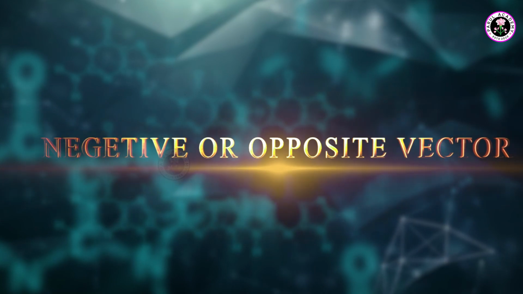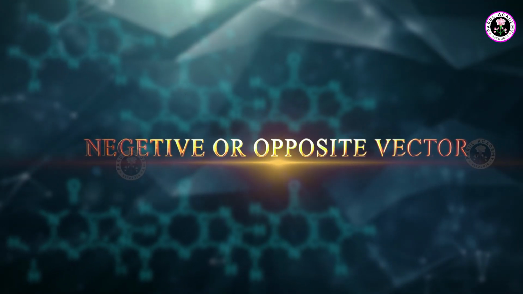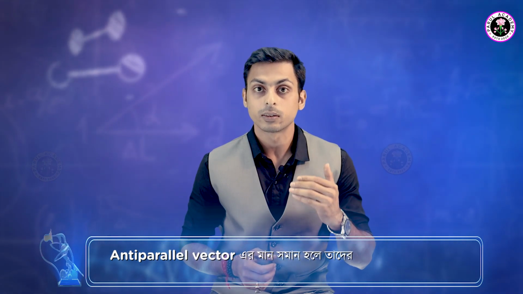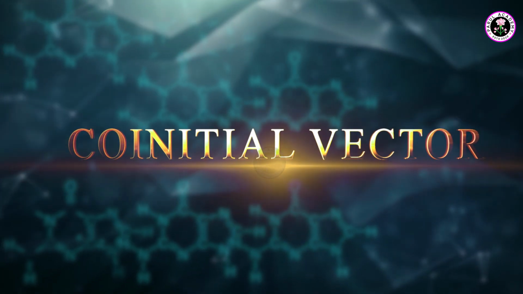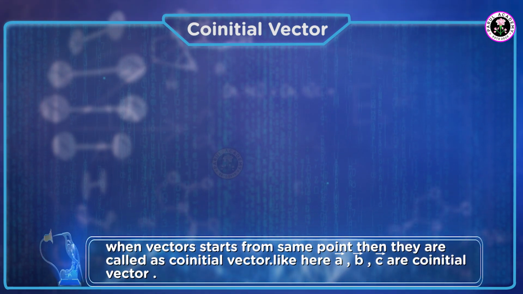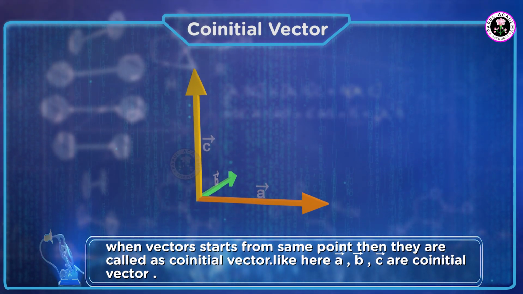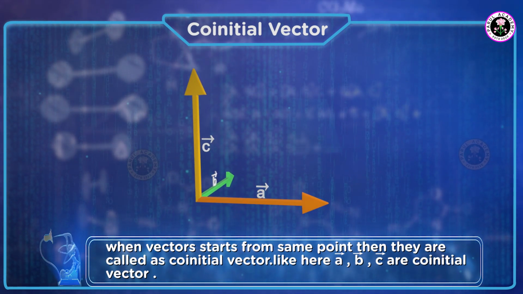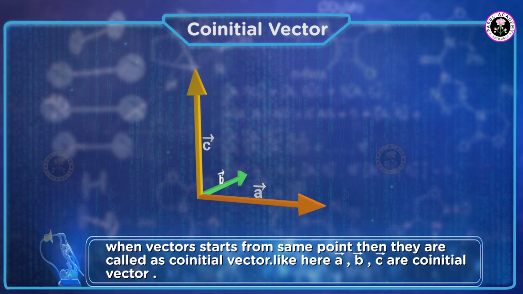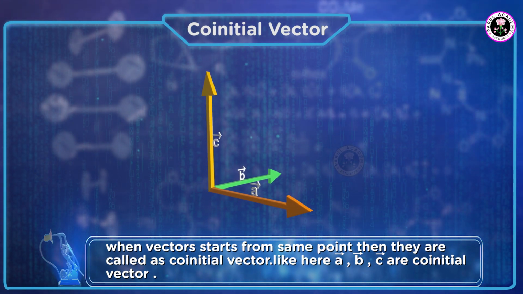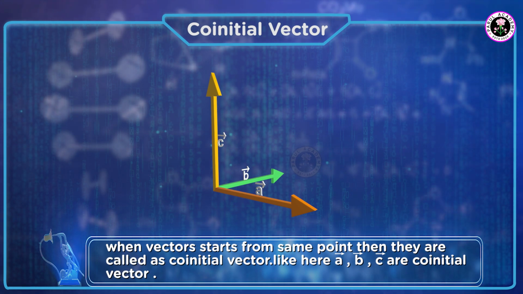Number 4 is the negative or opposite vector. Anti-parallel vector এর মান যদি সমান হয় তাহলে তাদেরকেই বলা হয় opposite vector. Number 5 is co-initial vector. When vectors start from the same point, then they are called co-initial vectors. Like here A vector, B vector, C vector, they are co-initial as shown in the figure.